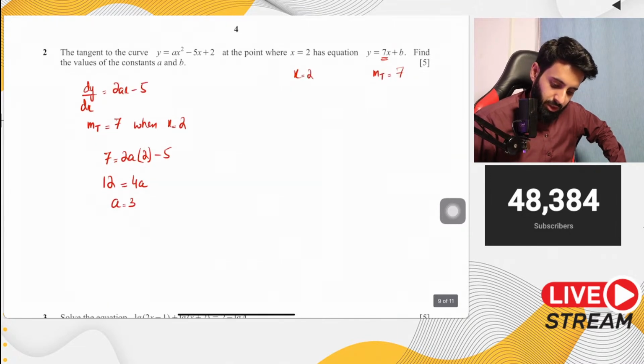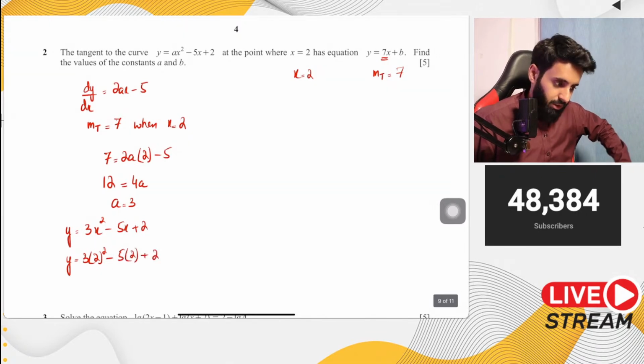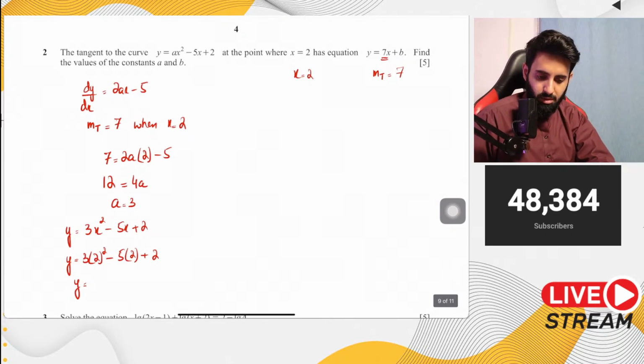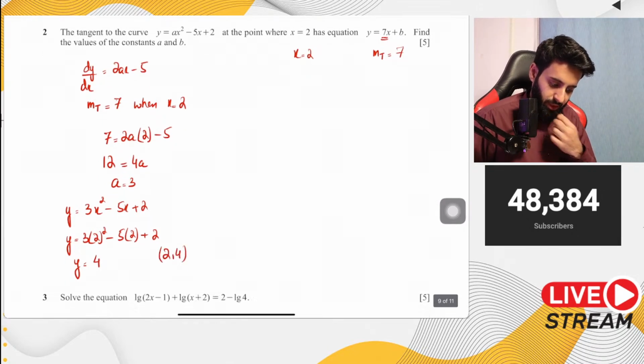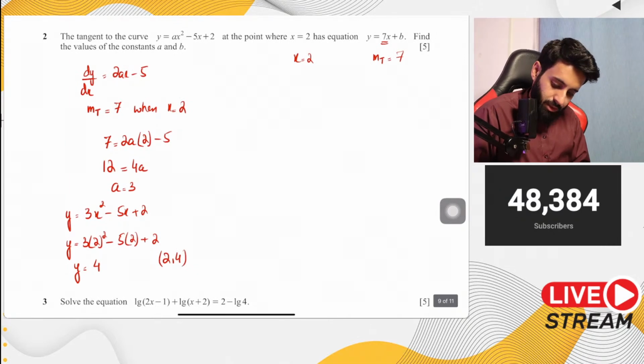Now this is what the equation of the curve looks like. y is equal to 3x square minus 5x plus 2. Now let's see what y is equal to when x is 2. So 3 into 2 square minus 5 into 2 plus 2. So y is equal to 4. That means the point (2, 4) is not only on the curve but is also on the tangent itself.